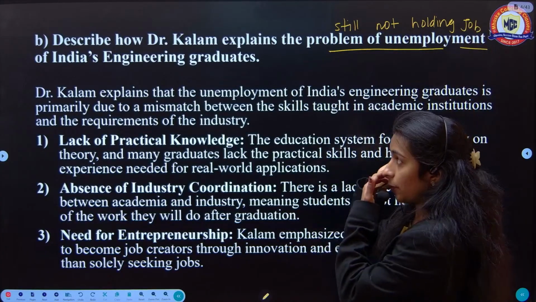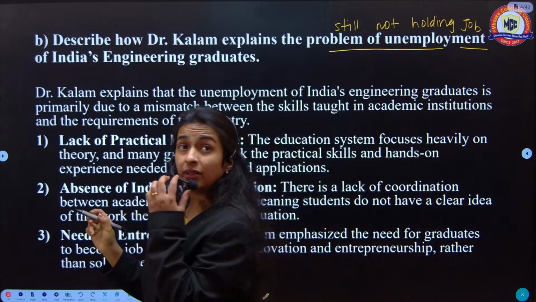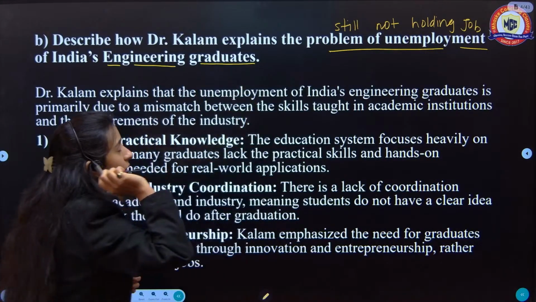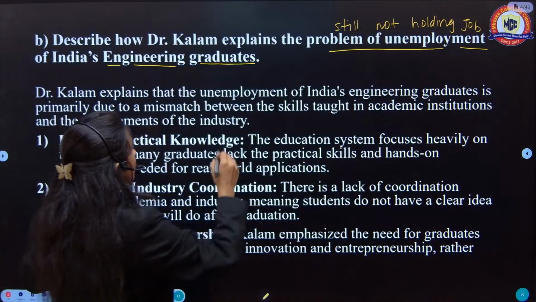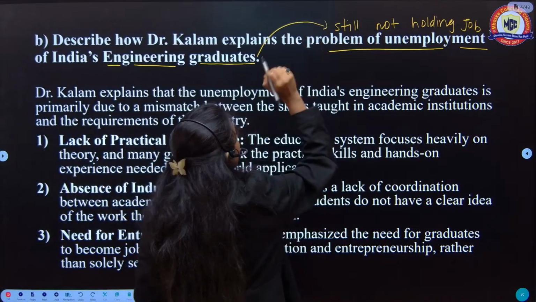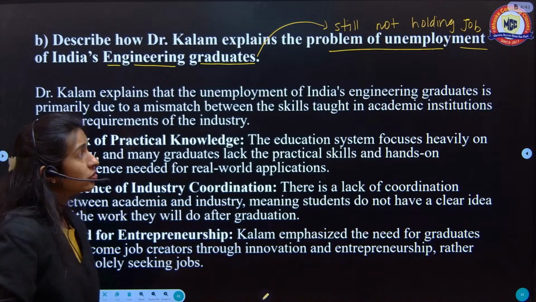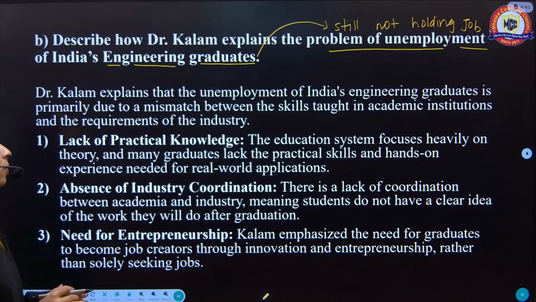That is what unemployment means. And which degree do they have? It's an engineering graduate's degree. So though they are engineers, they are still unemployed, which means they have a problem of holding a job. They are not able to get the job.